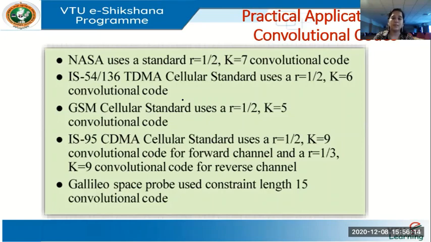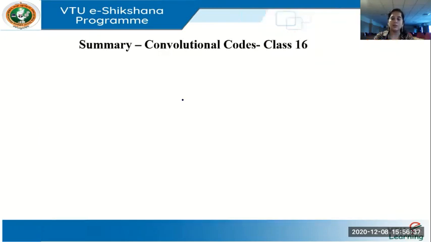Finally, before winding up, we'll see where convolutional codes are used. NASA uses rate half, k equal to 7 convolutional code, and the IS-54/136 TDMA cellular standard uses rate half, k equal to 6. GSM, CDMA, Galileo space probe, most of the space applications will use convolutional codes.